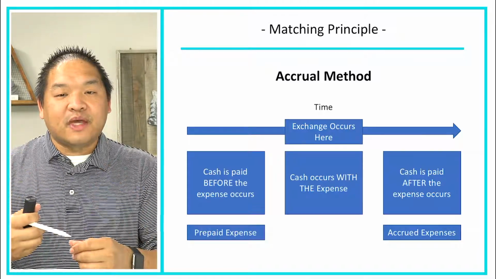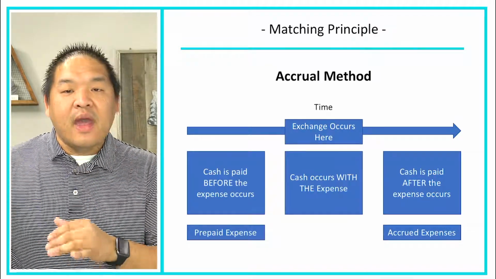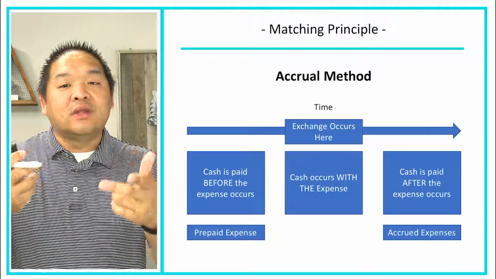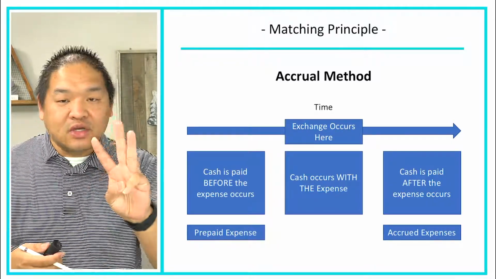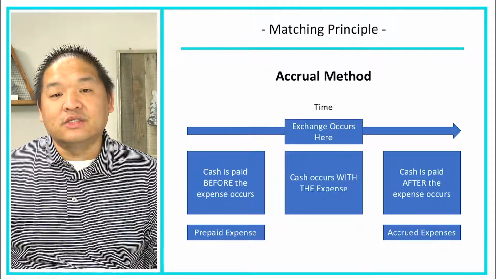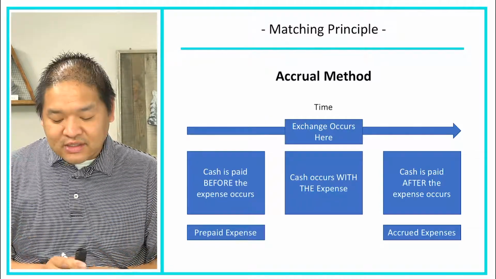You'll accrue the expenses, and then you'll get a bill at the end of the day, or the end of the month, and then you'll pay on that bill. You're paying the cash after you've used the electricity, which would be an expense. So that's the third scenario in which cash affects the expenses. So that's kind of the timeline. These are the three scenarios in which cash actually affects the expenses.